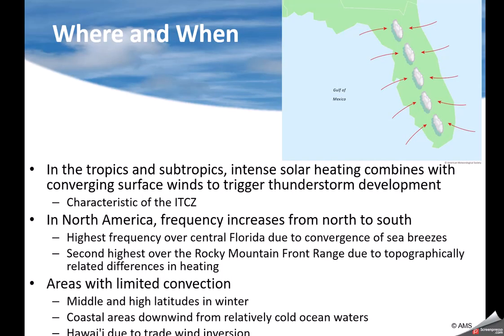Florida gets the most thunderstorms in the U.S. The reason is it's a nice peninsula and you have a sea breeze from the Gulf and from the Atlantic. When they merge or hit the middle of the state, they form thunderstorms.